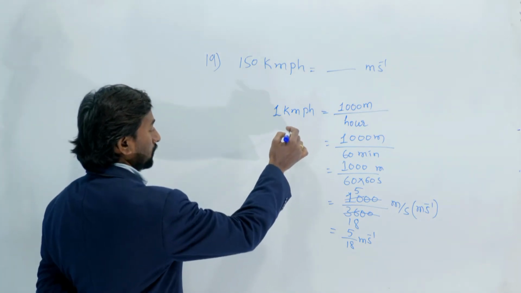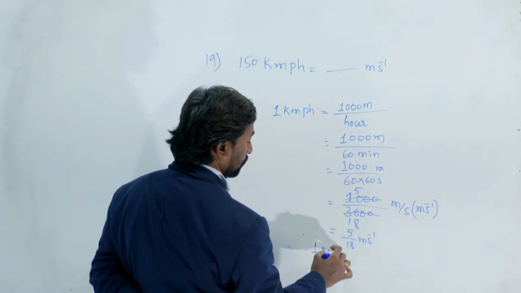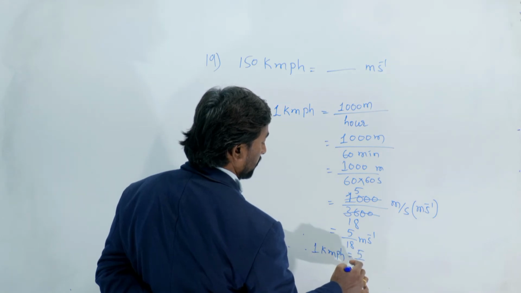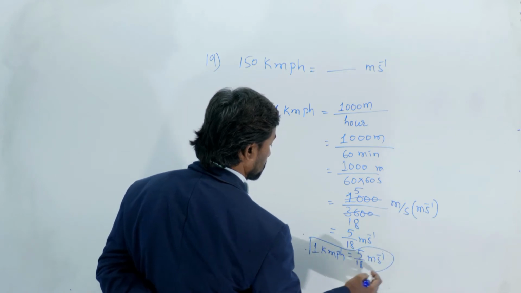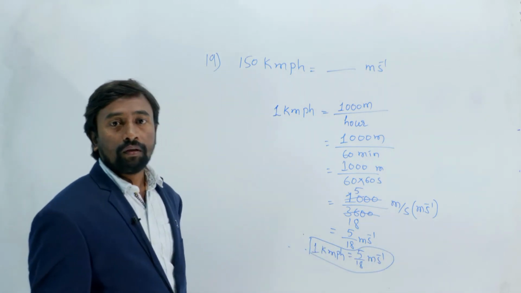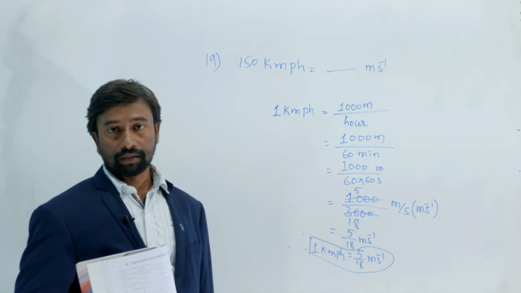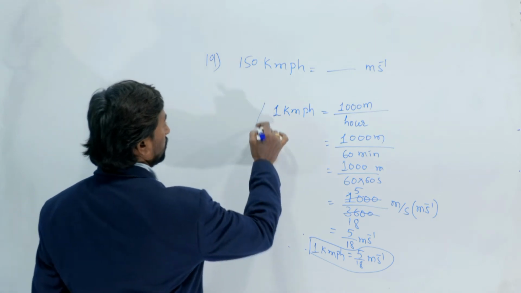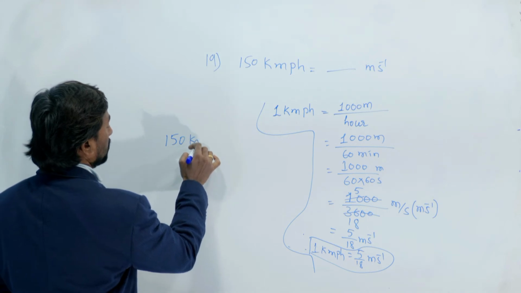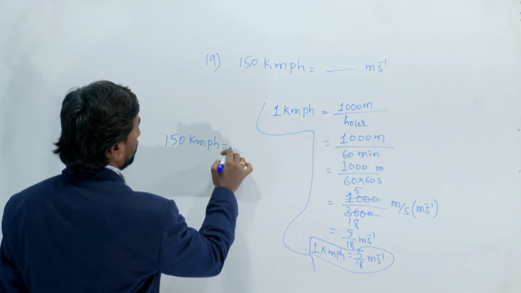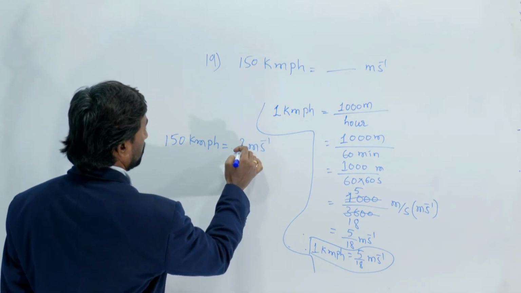Therefore, 1 kilometer per hour is equal to 5 by 18 meter per second. This has to be remembered. Now what are they asking here? They are asking 150 kilometer per hour, how many meter per second?